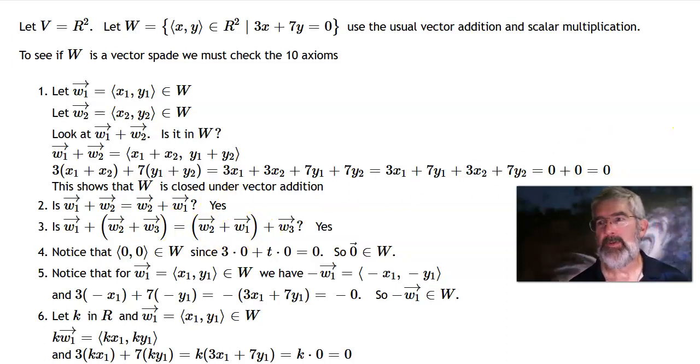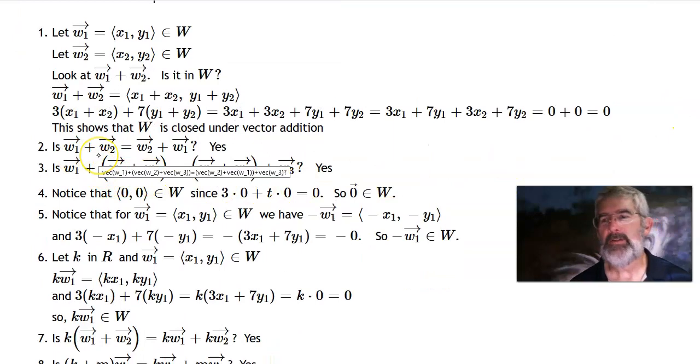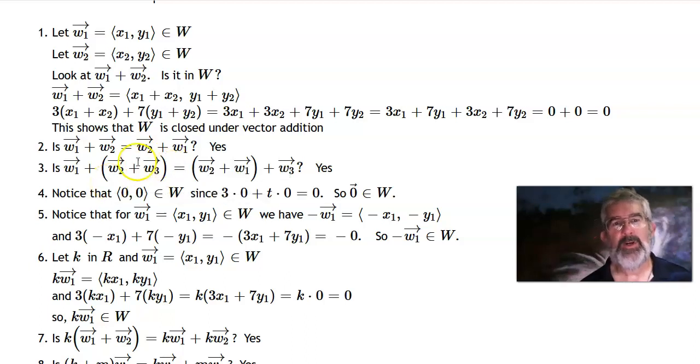Now, axiom 2. Well, axiom 2 is vector addition commutative? And the answer is, well, of course it's commutative because we already know we're in R2, and that's a vector space, so axiom 2 is true. This has nothing to do with W. Likewise, 3. Is there an associative property? Is W1 plus W2 plus W3 equal to... I mixed up the order here. It should be W1 plus W2 plus W3. And the answer is yes, because, again, we are in a vector space R2, and we know that it's associative. This had nothing to do with W.